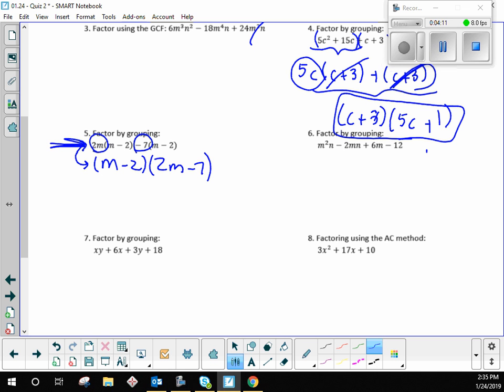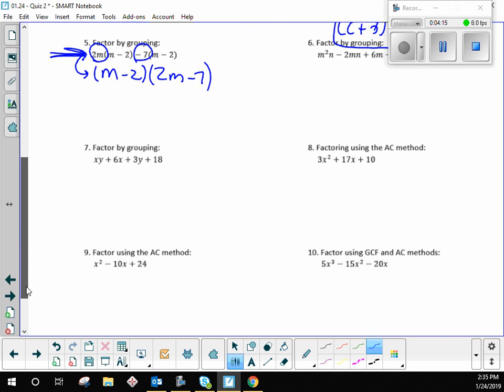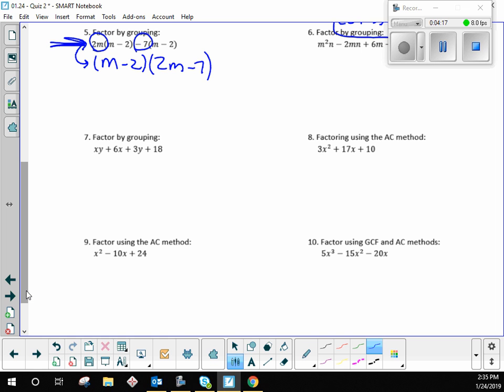Thank you. Okay. Yeah. So then on number 8, what we're trying to do, it says factor using the AC method. What we're doing is this has 3 terms.